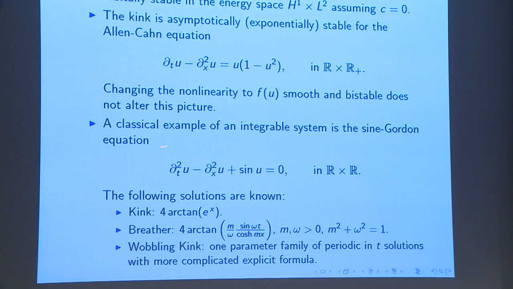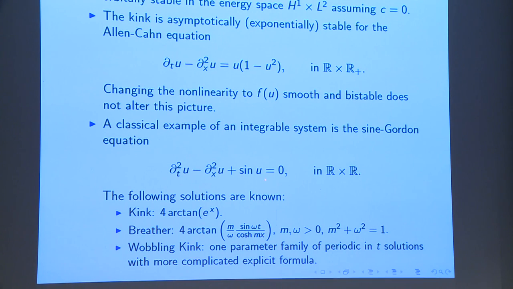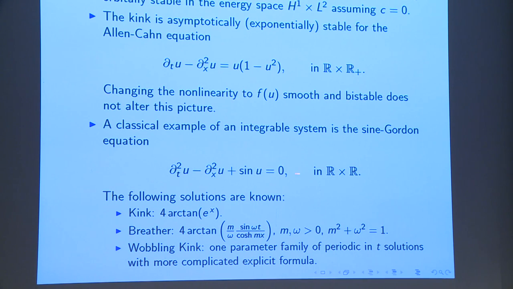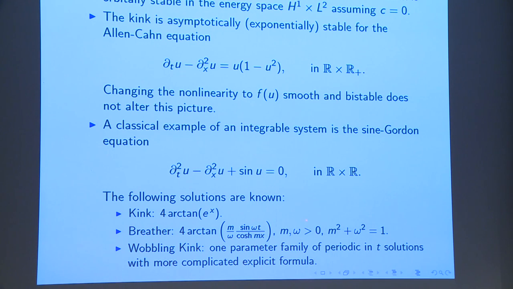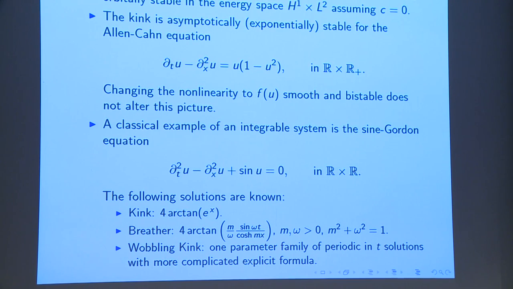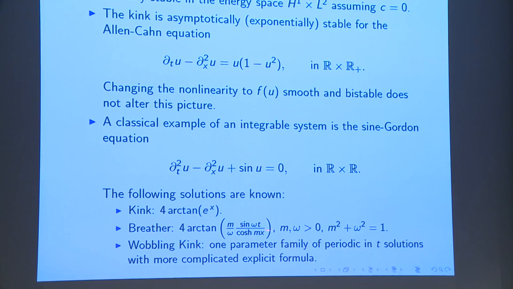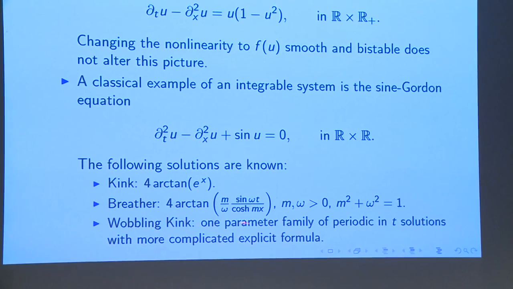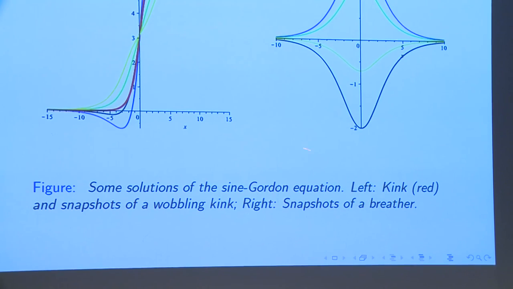Then, as I mentioned, also a classical example of an integrable system, and the phi-4 model is not integrable, by the way, which is somehow considered together with the phi-4 model, is the Klein-Gordon equation. So this is the equation. Some of you may not like the sign, but in fact, the sign doesn't matter here. This equation has several interesting solutions. In particular, it has a kink that is explicit, a solution called a breather, and something called a wobbling kink. A breather, in fact, is not a single solution. It's a one-parameter family, and the same with the wobbling kink.